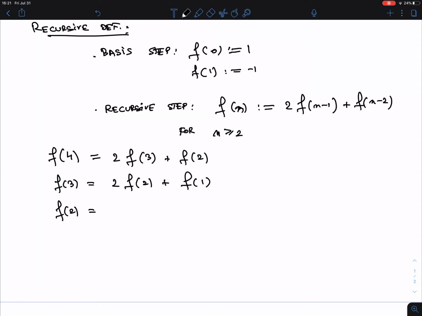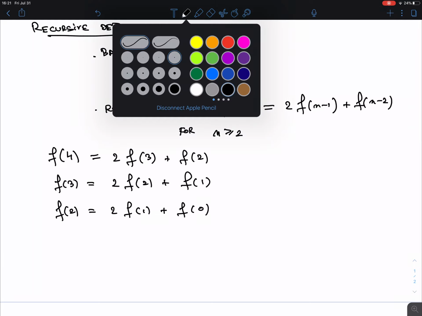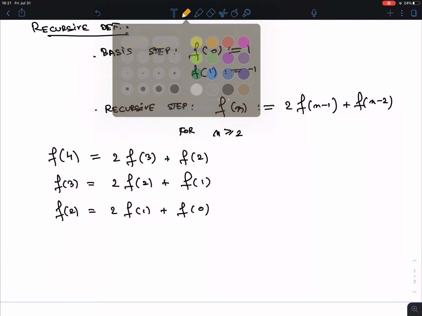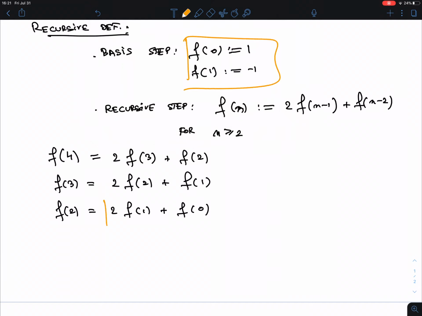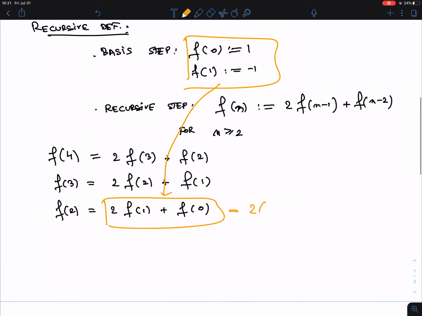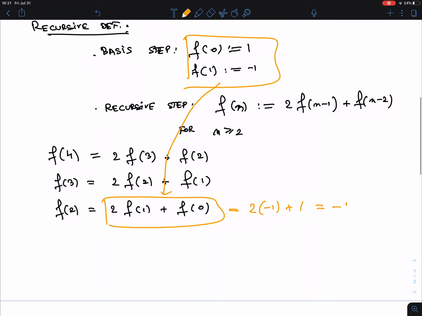F of 2 is 2 times f of 1 plus f of 2 minus 2, that is f of 0. Now this is the first one where I have full information, right? I have these two values, I can plug them in here. Oh no, the other way around, sorry, I wrote it wrong. 2 times f1, that is 2 times negative 1, is negative 2, plus 1. So I get negative 2 plus 1, that is negative 1.